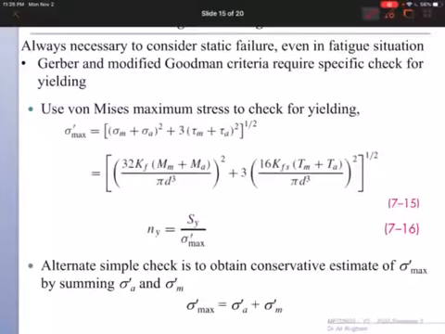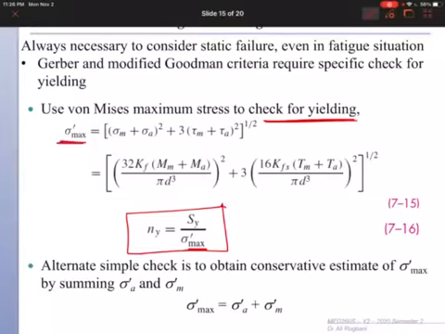As usual, we always check for yielding. Check for yielding is given by this standard formula. Factor of safety is yield strength divided by sigma von Mises maximum. So here we use maximum stresses. This is how to calculate sigma von Mises maximum. There is a simpler way to calculate sigma von Mises maximum. You simply add alternating to the mid-range stresses to get maximum stress, and then from this maximum stress you calculate factor of safety.